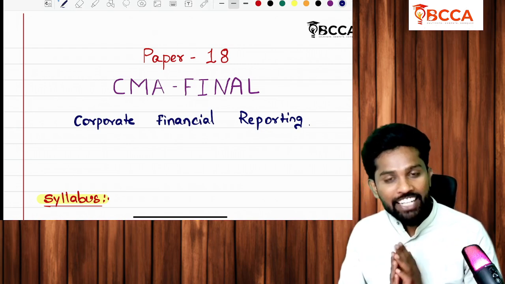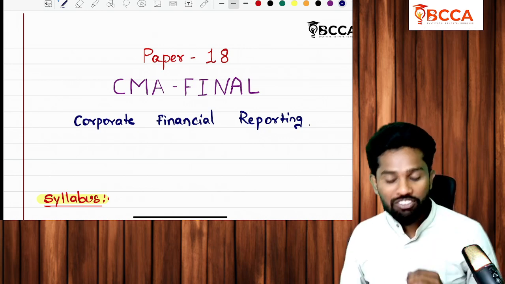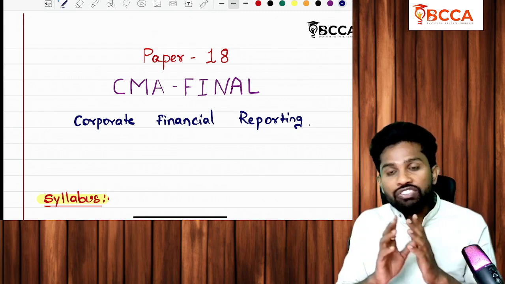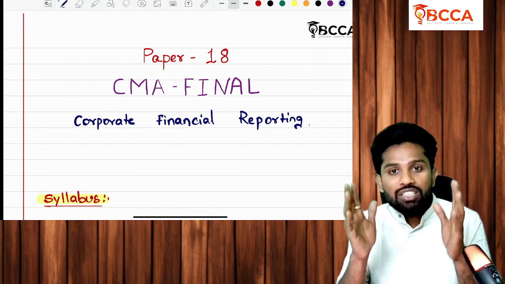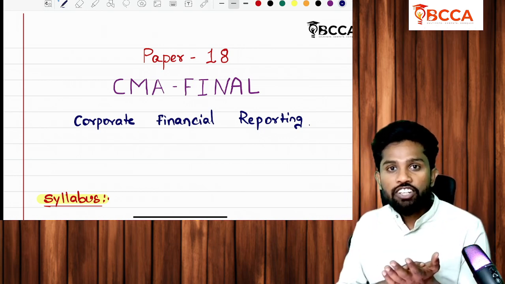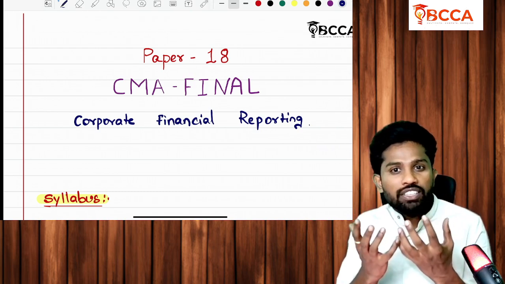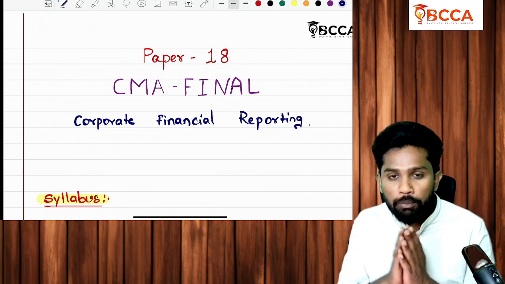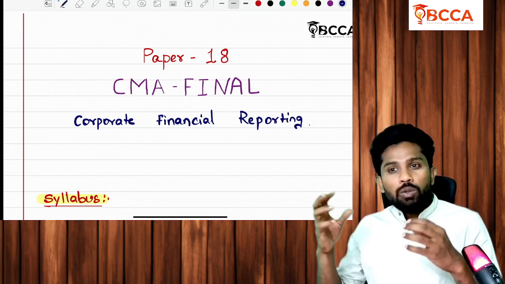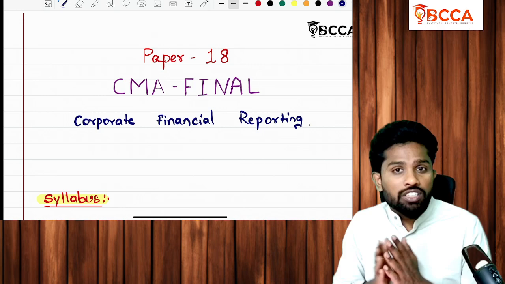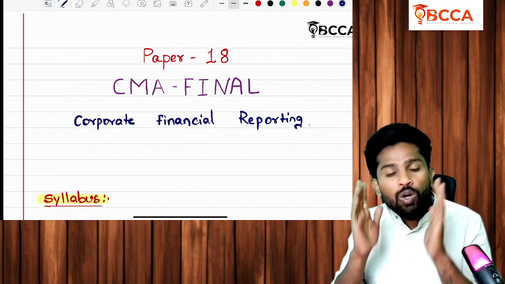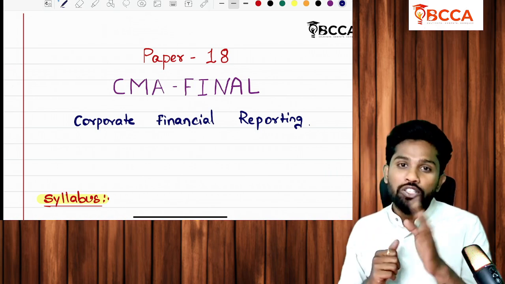CFR, paper number 18, corporate financial reporting at CMA final level. I am making this video considering two different sets of students. One is a student who is newly enrolled for CMA final and just wants to know what CFR is and how to start classes or preparation. The second type of student has already finished the classes, or already wrote CFR but couldn't get the marks he wanted, and is thinking about a good plan. Then this video is going to be helpful for you.